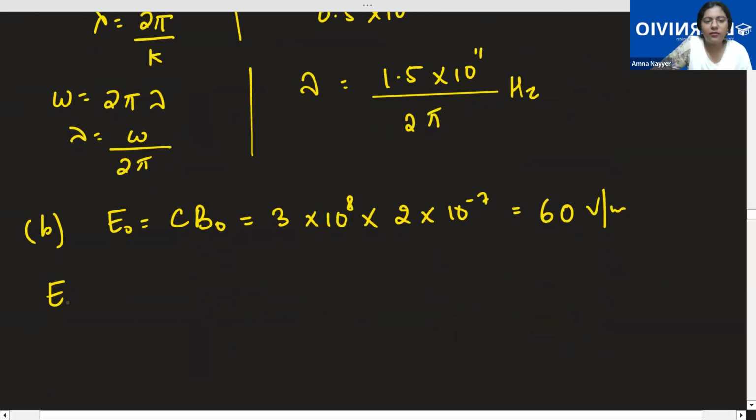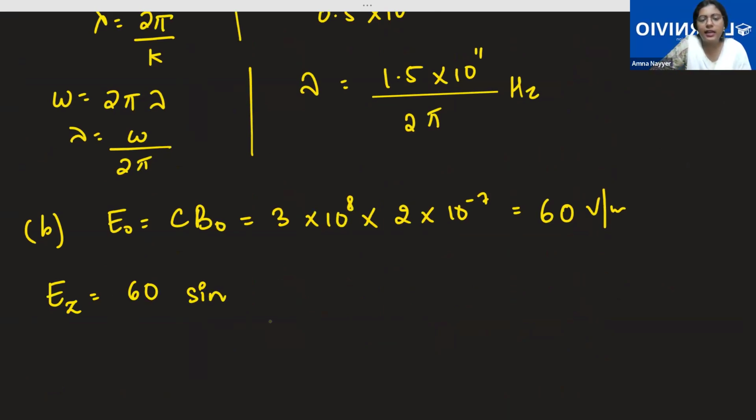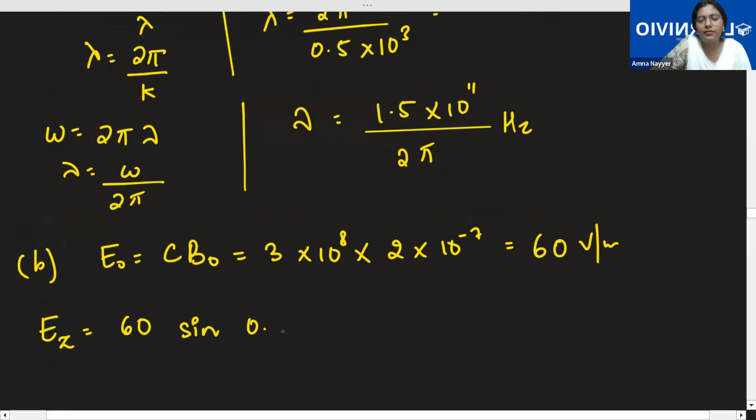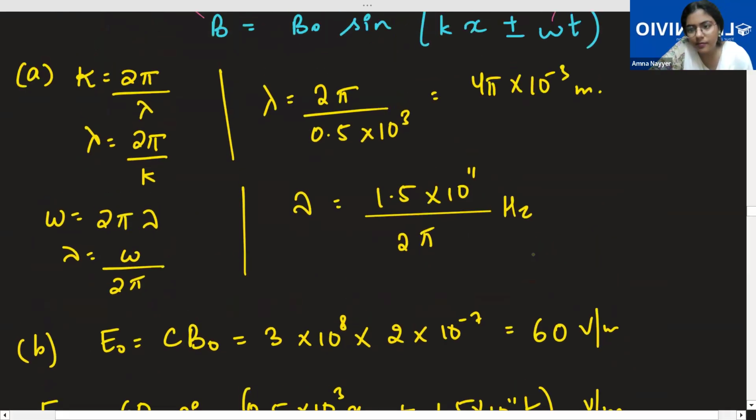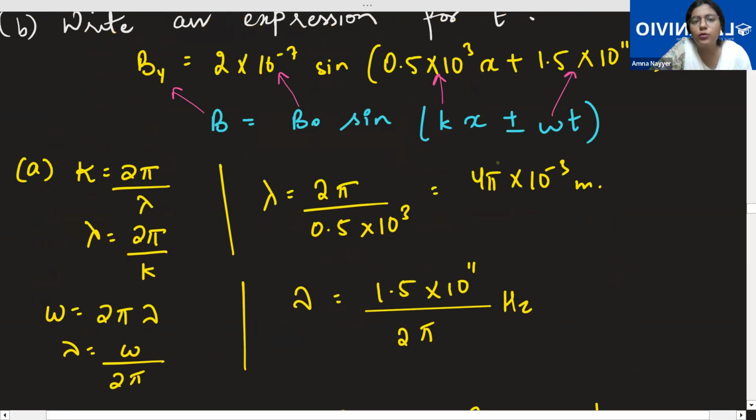So yes, EZ will be equal to 60 for the peak value, sine K is 0.5 into 10 to the power 3x. Now this is part of the same wave. You don't have to change anything over here. 1.5 into 10 to the power 11t. This much of volt per meter or Newton per coulomb. Anything you can do. Clear? Ali, is it clear to you? Yes, ma'am. Okay, please write it.